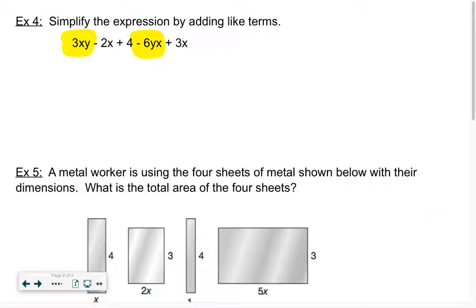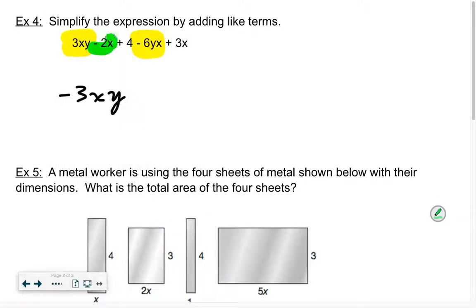Does the order matter? No, because with multiplication we have the freedom to change those orders. X times y is the same thing as y times x. So just be cautious of that. So we do have, 3 minus 6 will get us a -3xy or yx. Either way you want to write it.